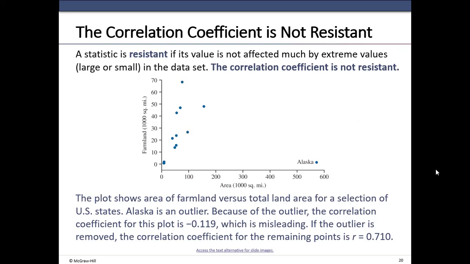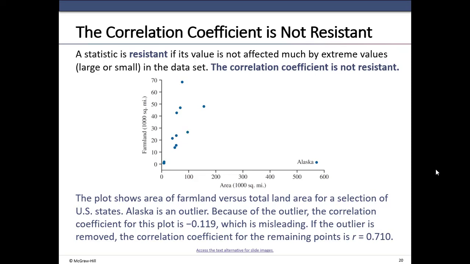A statistic is resistant if its value is not affected by extreme values, large or small, in the data set. The correlation coefficient, that is R, is not resistant. What does it mean? If you have too many large values or too many small values, that will affect the magnitude of R. How do you prove that?